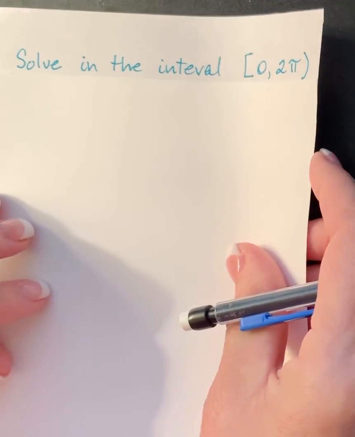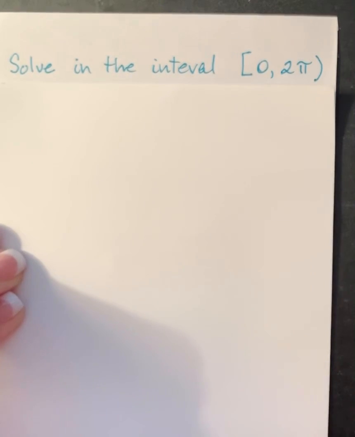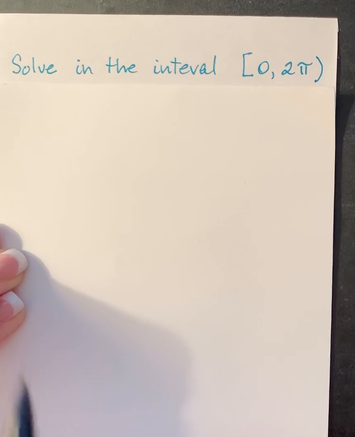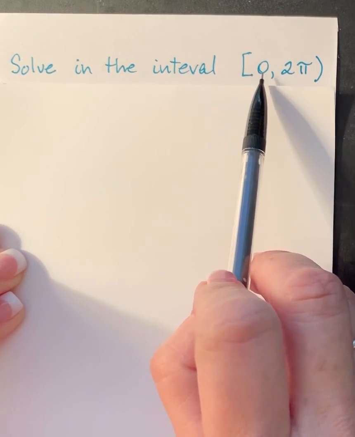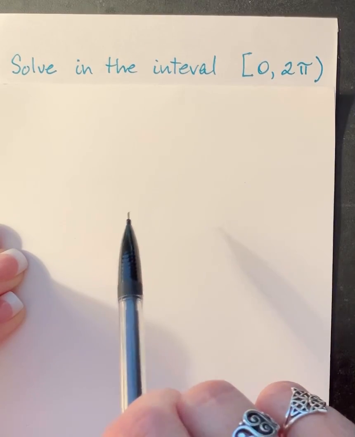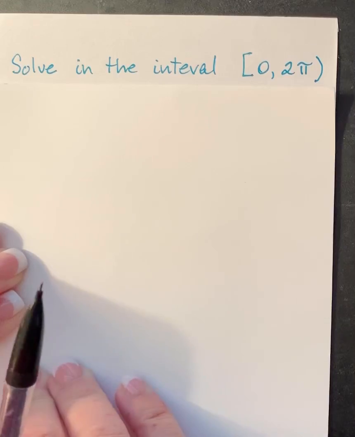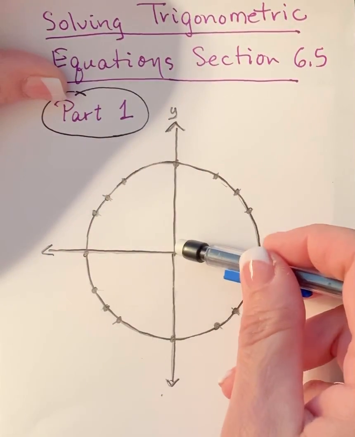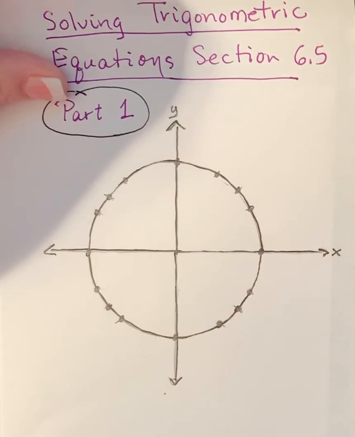Now, there's different directions that will come with trig equations. Sometimes they say to solve the equation in the interval from 0 to 2 pi. This is a common interval. Notice there's a square bracket with the 0, so 0 could possibly be a solution. With 2 pi, there's a parenthesis, so you would not use 2 pi. So basically, you're looking at your unit circle and you're finding any positive answer within one full rotation.